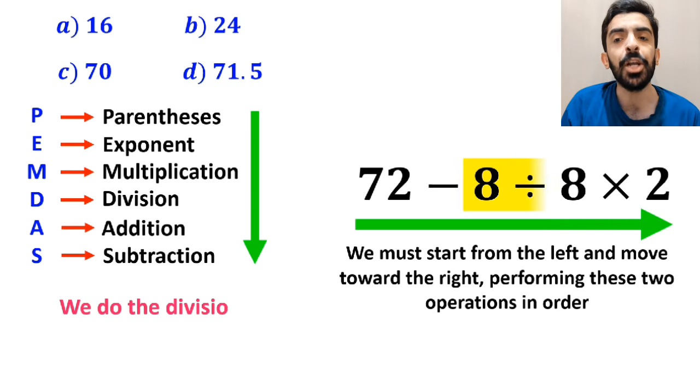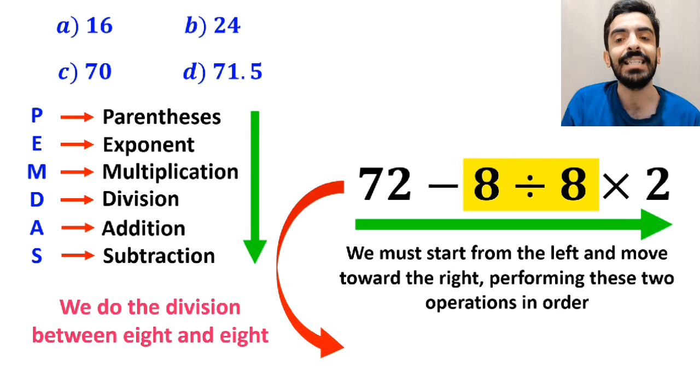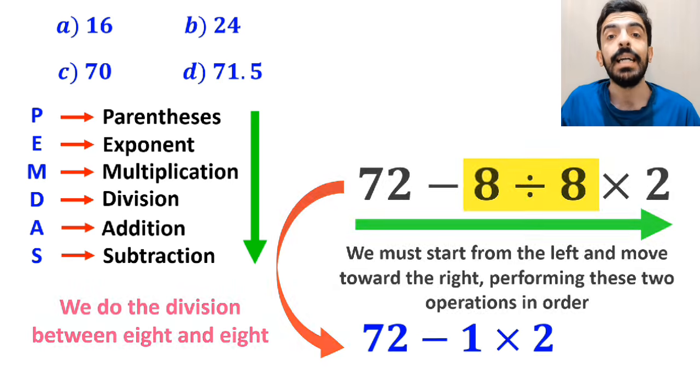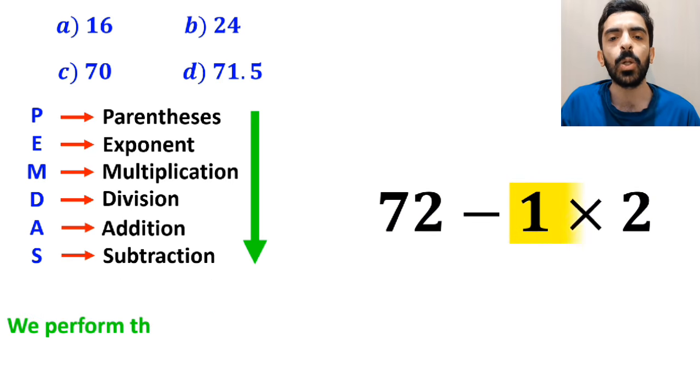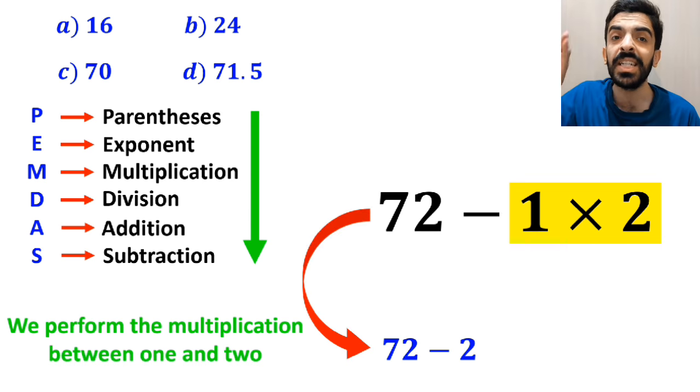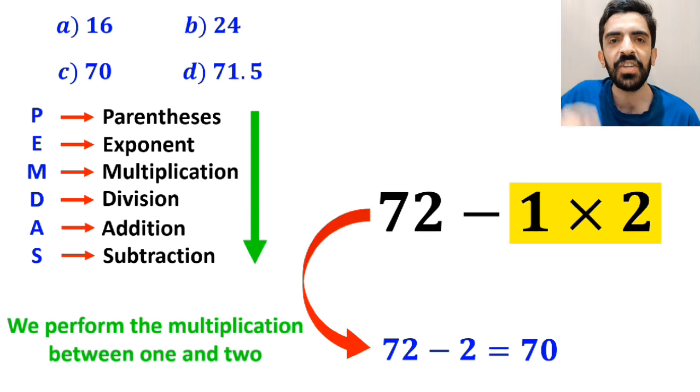So, first we do the division between 8 and 8, and this expression simplifies to 72 minus 1 then times 2. And the final step, we perform the multiplication between 1 and 2, which simplifies this expression to 72 minus 2. And finally, the value of this expression will be 70.